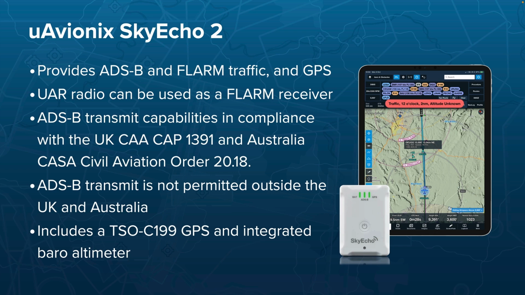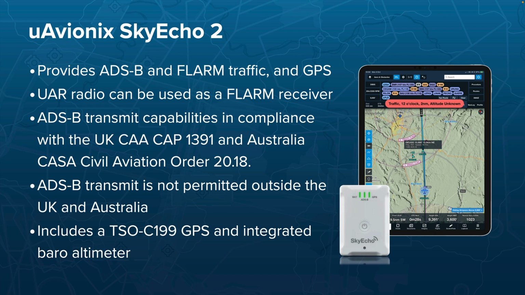Another portable, the uAvionix SkyEcho 2, transmits and receives ADS-B signals. The device includes a dual-band ADS-B receiver to receive position reports from other ADS-B equipped aircraft. In Europe, users can also enable a FLARM receiver to display FLARM-equipped aircraft. Both FLARM and ADS-B traffic are transmitted to the ForeFlight Mobile app.